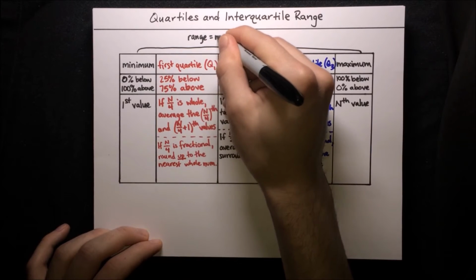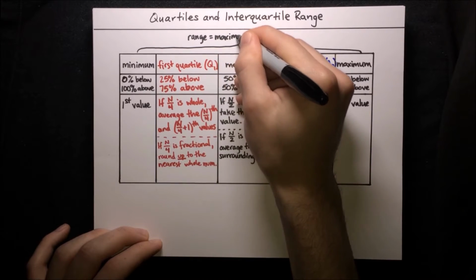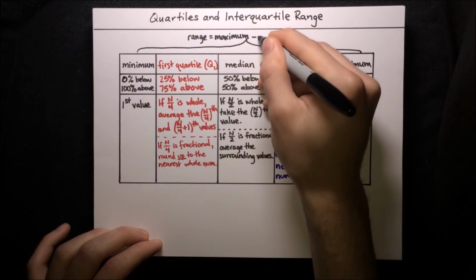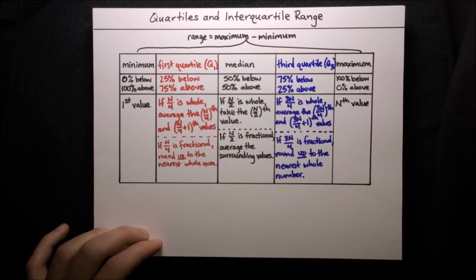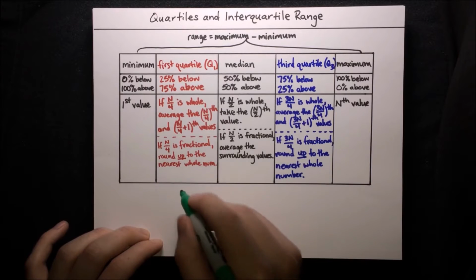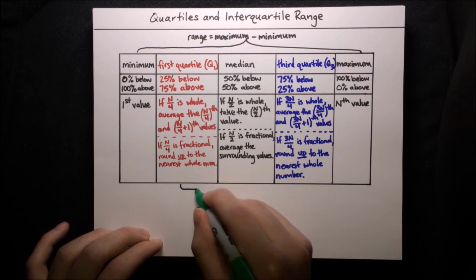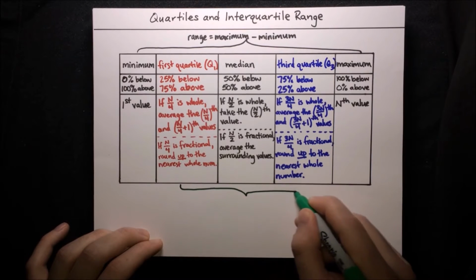Range equals maximum minus minimum. It's just the distance from the minimum value to the maximum value. And likewise, the interquartile range is just the distance from the first quartile to the third quartile.